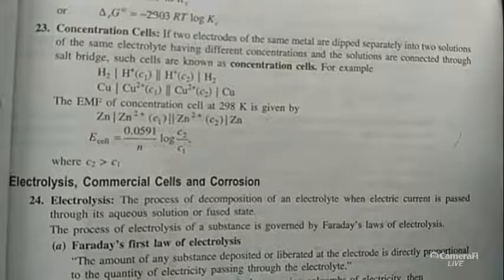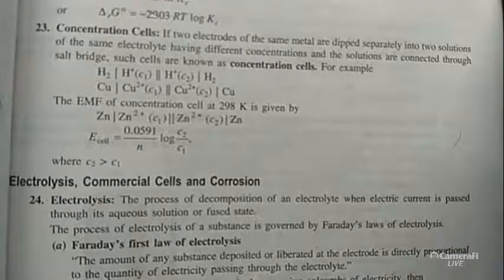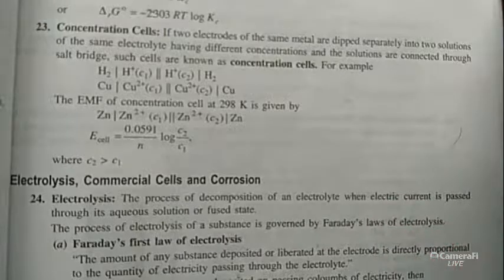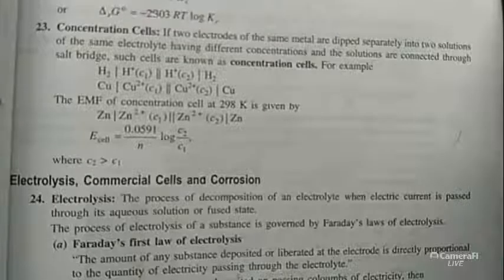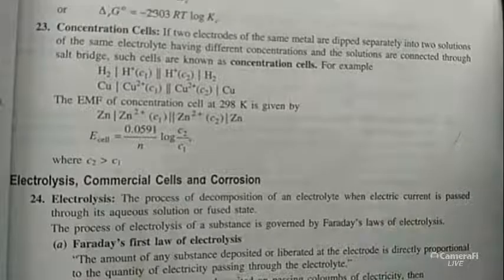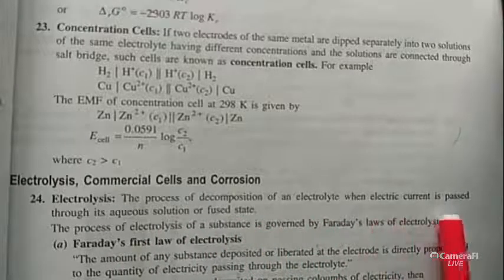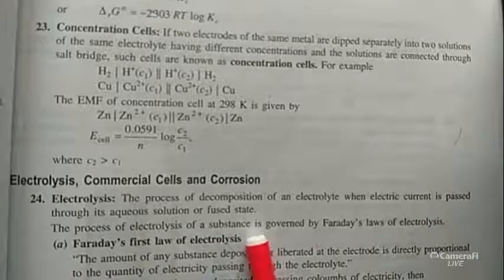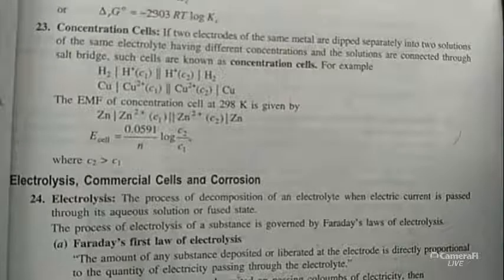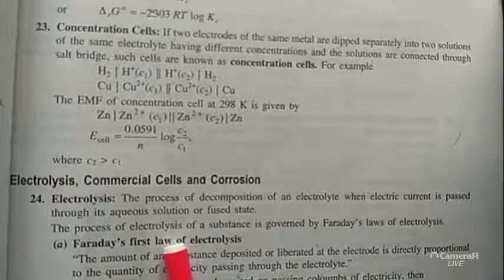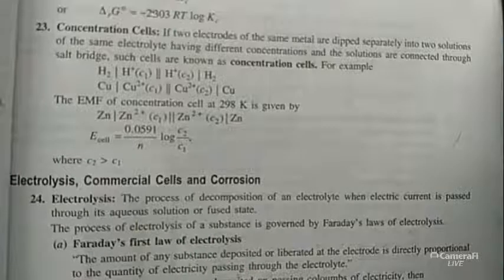Now see the next part. Suppose I make an aqueous solution of sodium chloride. Through this aqueous solution also, electric current will pass. Why will electric current pass? Because an aqueous solution is an excellent conductor of electricity, since in the aqueous solution ion formation takes place. See the definition they have given you: the process of decomposition of an electrolyte when electric current is passed through its aqueous solution or its fused state. This is called electrolysis.